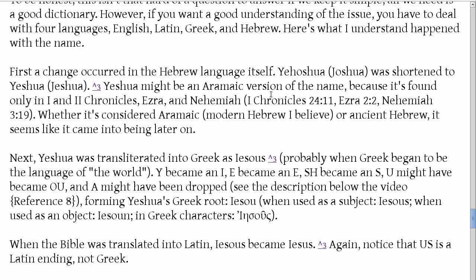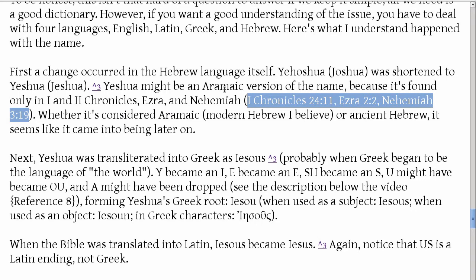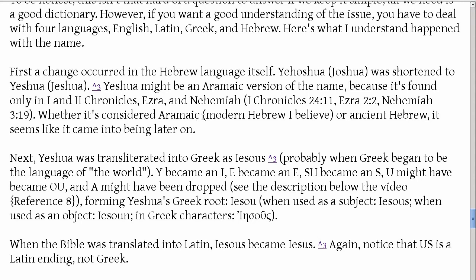Yeshua might be an Aramaic version of the name, because it's found only in 1st and 2nd Chronicles, Ezra, and Nehemiah. And these are my examples. You can look them up yourself. You will see that it mentions someone named Jeshua. Whether it's considered Aramaic, modern Hebrew, I believe, or ancient Hebrew, it seems like it came into being later on.